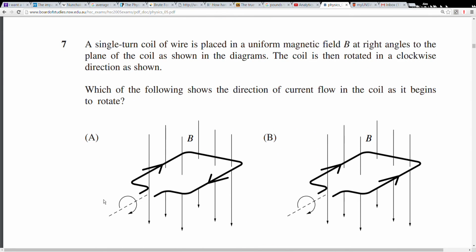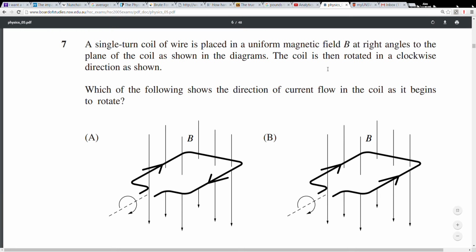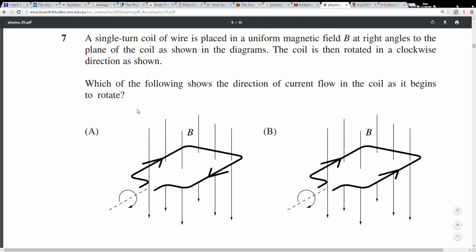A single turn coil of wire is placed in a uniform magnetic field B at right angles to the plane of the coil as shown in the diagrams. The coil is then rotated in the clockwise direction as shown. Which of the following shows the direction of the current flow in the coil as it begins to rotate?